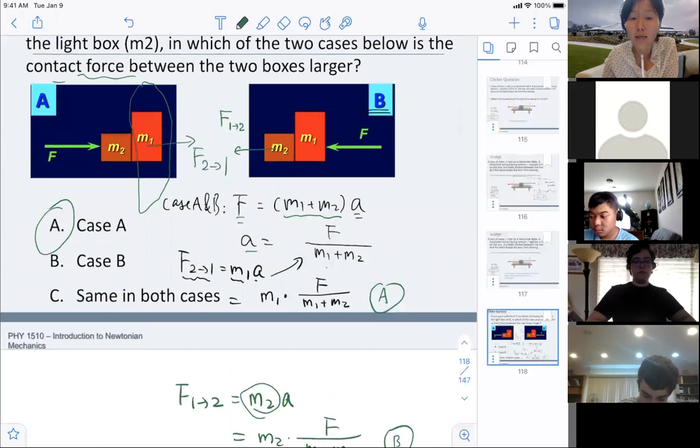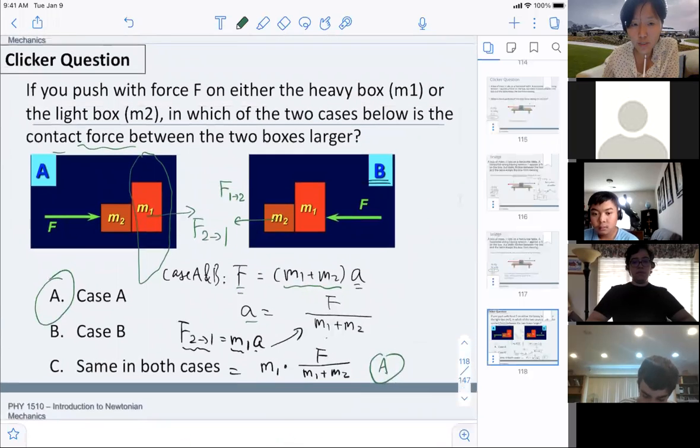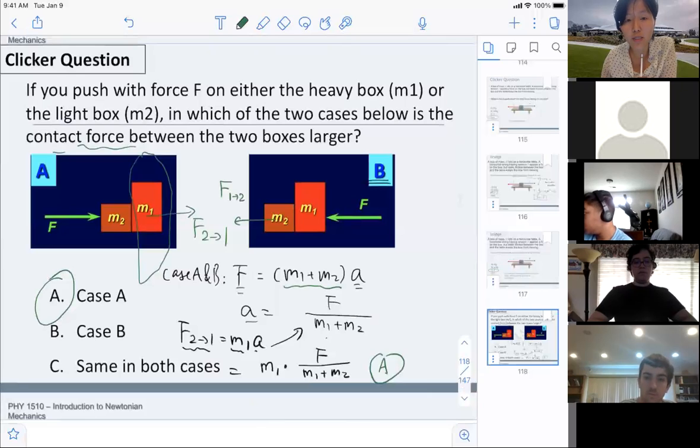Contact force A is actually bigger between the two objects. This is quite interesting because you think, well, I'm just pushing both of them together, but which one you push on actually made a difference in their contact forces. But you can always figure it out by isolating that object and doing a free body diagram on that object alone.